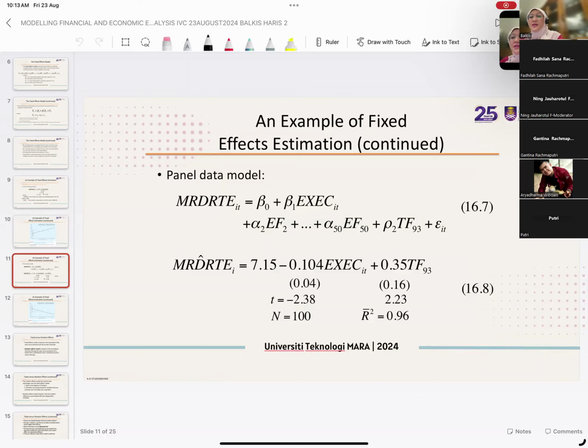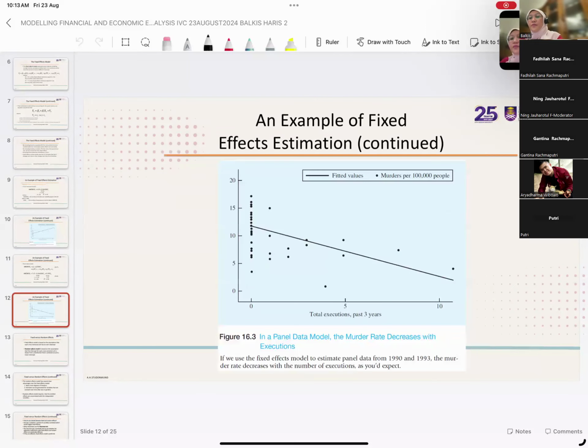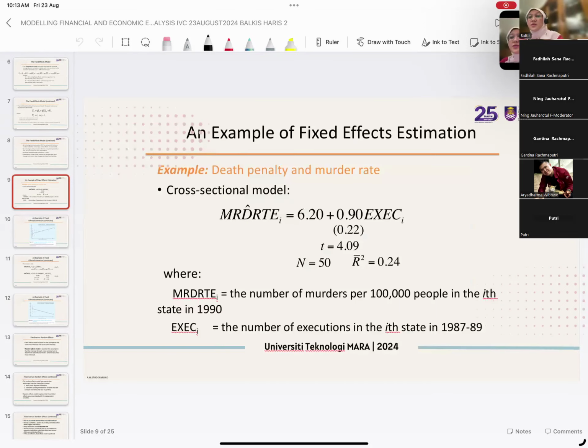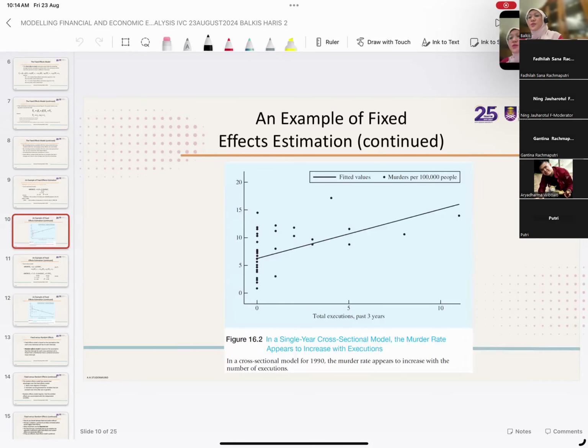So here we can see from the graph that in the panel data model, the murder rate decreases with execution. If we use the fixed effect model to estimate the panel data from 1990 to 1993, the murder rate actually decreases with the number of executions. Unlike if you use the pools model, in the single year cross-sectional, the murder rate appears to increase with the execution.